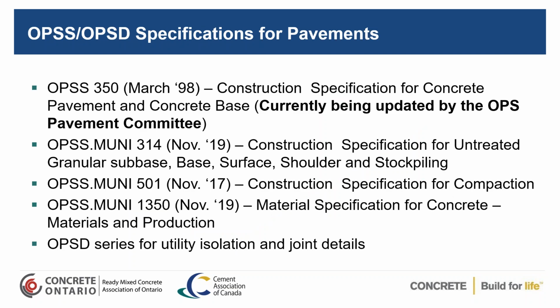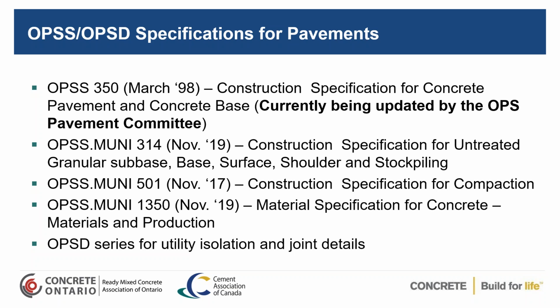Some of the key documents that are important when you're looking at concrete pavement construction are the OPSS documents. And we like to use the OPS Muni documents when we're talking about concrete pavements in the municipal environment. They're written for that specifically. Now, OPSS 350 is a construction specification for concrete pavements and concrete bases. That document is from 1998, is actually under review, and it should be released sometime this year. We're hoping, if all goes well, that it'll have more up-to-date clauses in keeping with CSA A23.1 and other clauses that have changed over time.